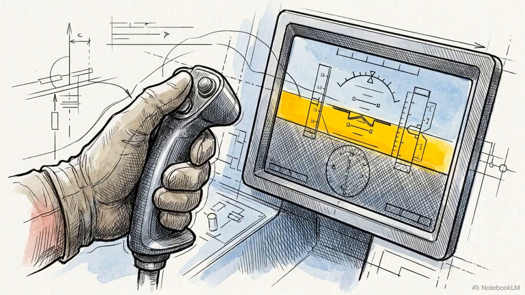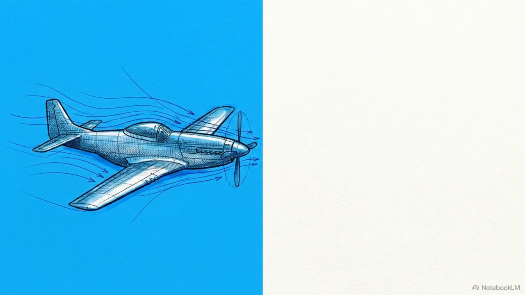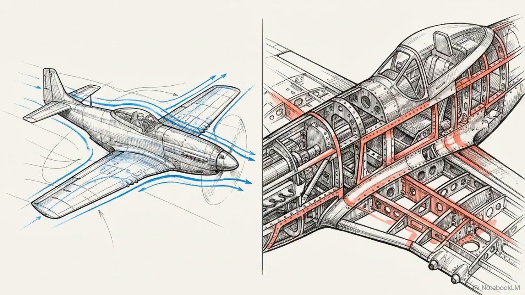To prevent pilots from accidentally exceeding these limits, many modern systems include envelope protection, which electronically blocks any input that would cause the aircraft to break itself apart. Understanding how an aircraft moves is only half the battle. Next, we look at the physical structures designed to survive these massive load factors in our episode on airframe design.